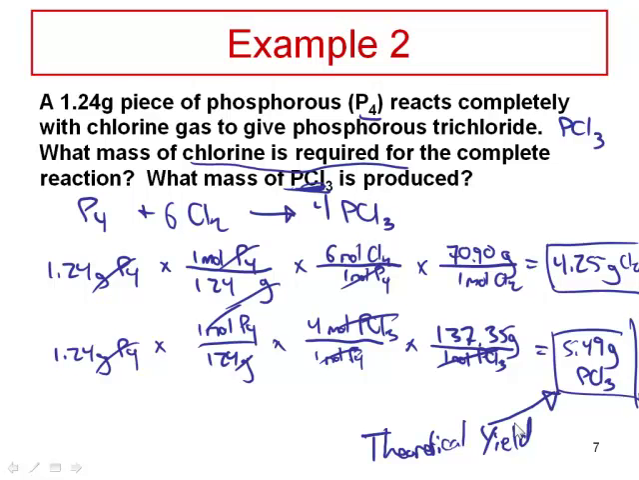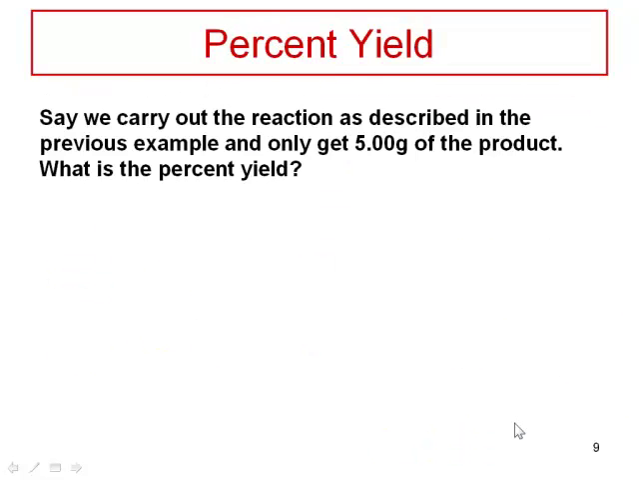However, we don't always recover the entire theoretical yield from the reaction. For whatever reason, sometimes the reaction does not go to completion. Maybe we don't obtain or separate all the products from the vessel we're conducting the reaction in. Okay, so to gauge how well we did, basically, we will calculate something called percent yield. Okay, so say for the sake of argument that we did the reaction that we described in the previous example, but we only get 5 grams of the product at the end. We only isolate 5 grams of the product, okay? Let's calculate the percent yield.